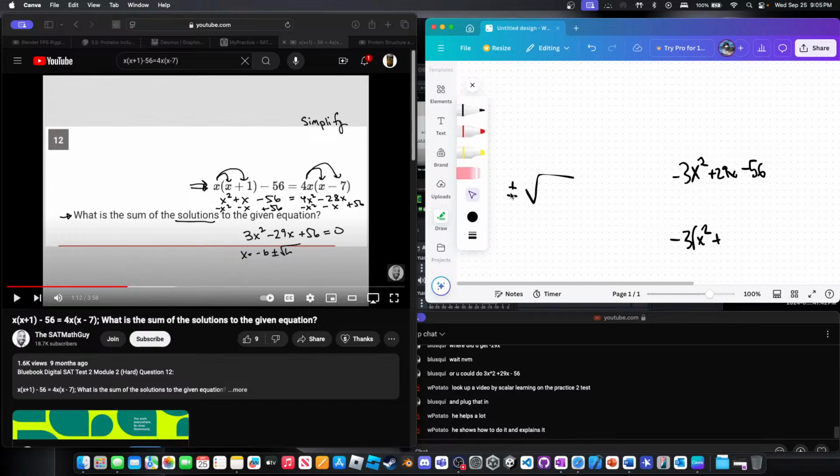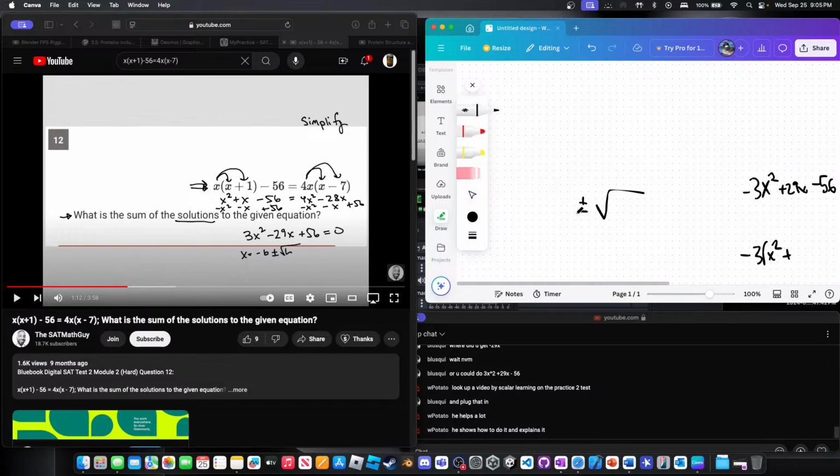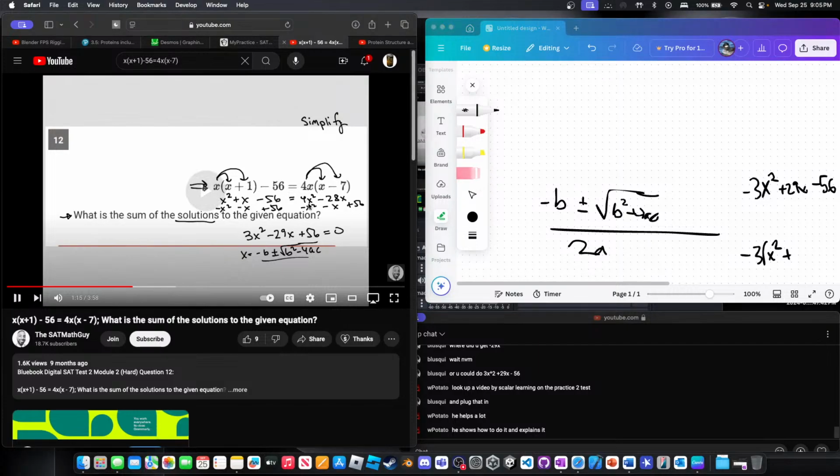This is the classic equation. Negative b plus minus square root of b squared minus 4ac, divided by 2a. Right? 2a or 2b? Can't remember. 2a.